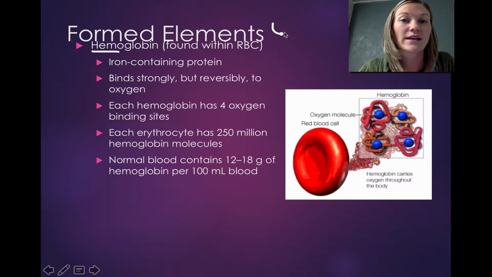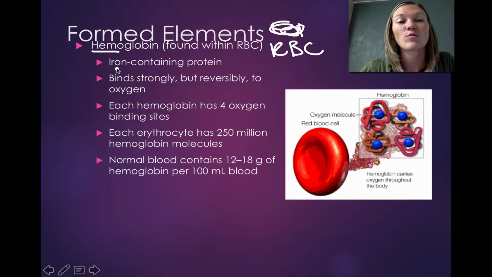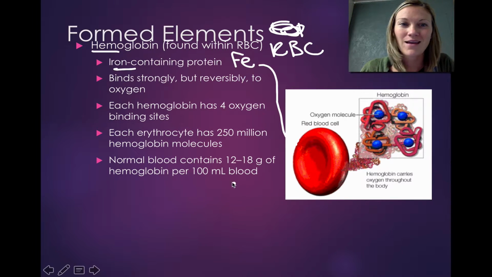We're still talking about red blood cells, and the hemoglobin is actually the iron-containing protein. Remember, iron as an element looks like this, Fe, and iron is always red. That's what helps keep our blood red. Remember, not blue, red. It binds strongly but reversibly to oxygen.